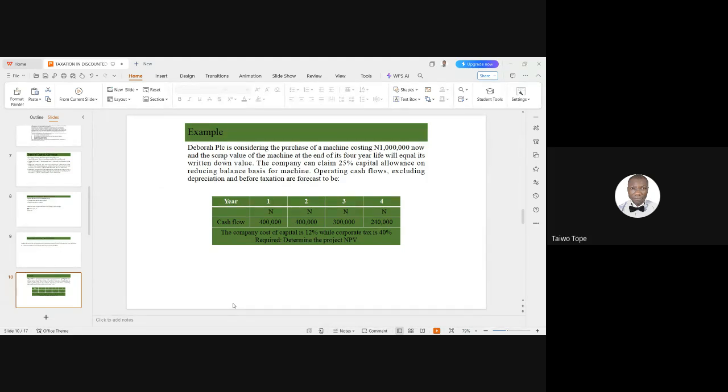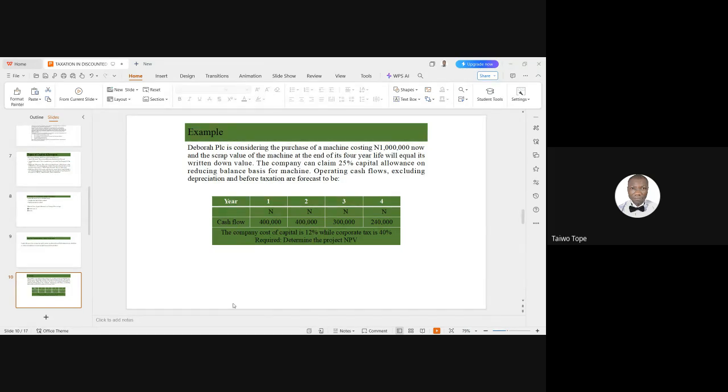Operating cash flows, excluding depreciation and before taxation, are forecast to be: year one, 400,000 naira; year two, 400,000 naira as cash flow; year three, 300,000 naira as cash flow; and year four, 240,000 naira as cash flow. The company cost of capital is 12%, while corporate tax is 40%. Required: determine the project NPV.